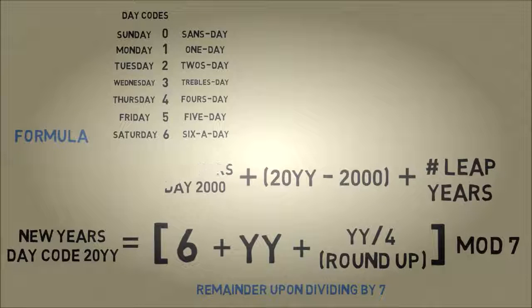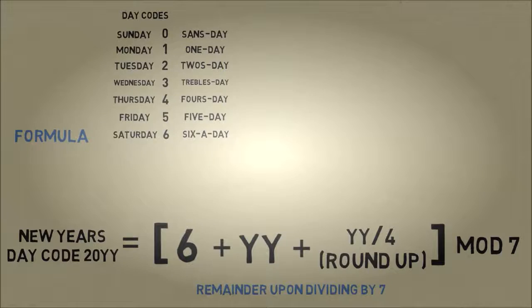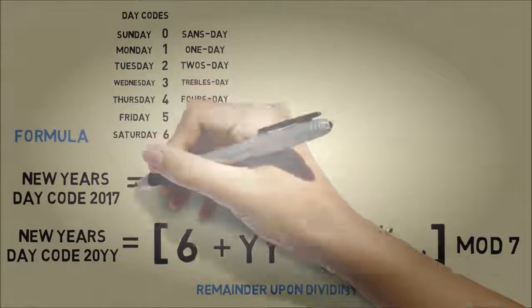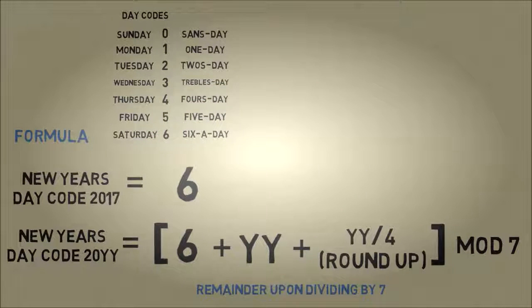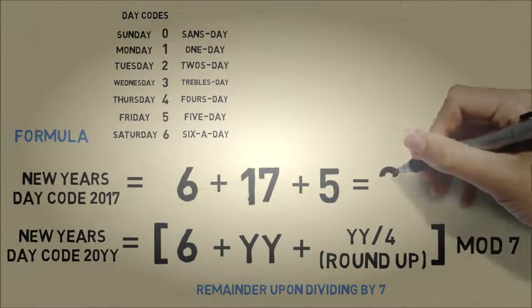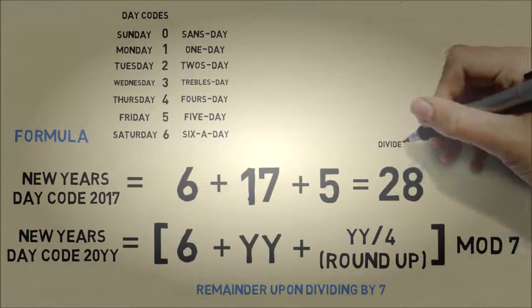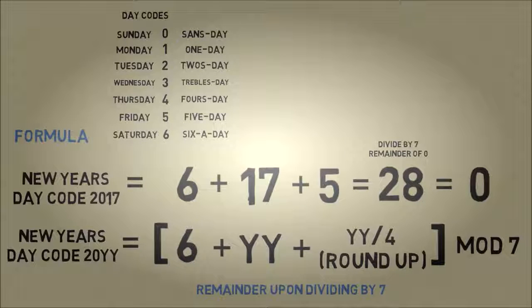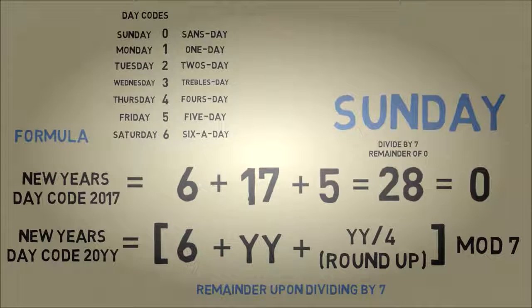So let's try out this formula. It looks complicated, but it'll actually be something that's very simple and you can do it in your head. Let's see which day the new year 2017 will start in. We start out with the 6 in the formula. The 17 we add to 6. And 17 divided by 4, rounded up, will be 5. So we add 6, 17, and 5 to get 28. When we divide this by 7, there's a remainder of 0. So the day code will be 0, and that means 2017 will start on a Sunday. And you can actually check this. This is a correct formula, and it works.